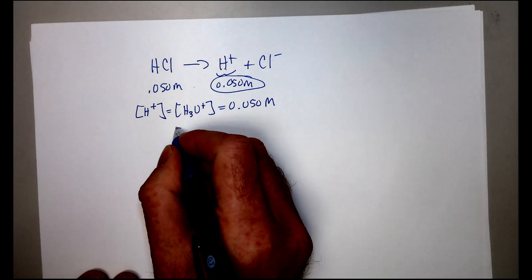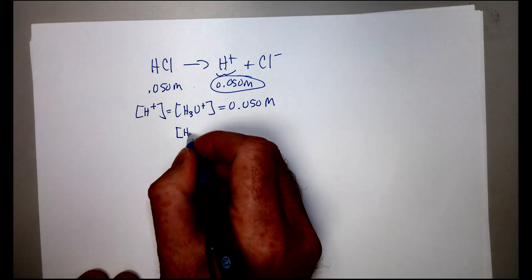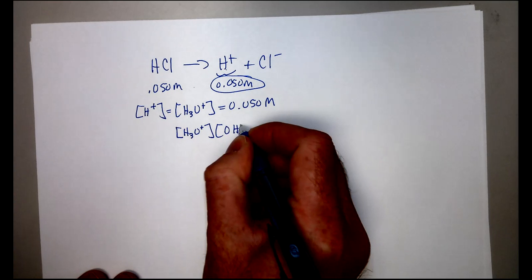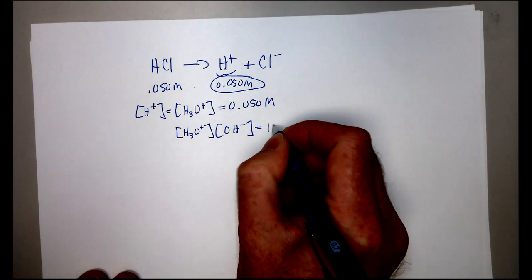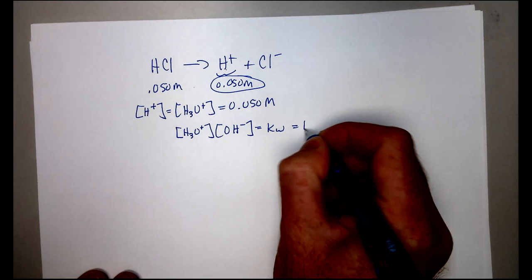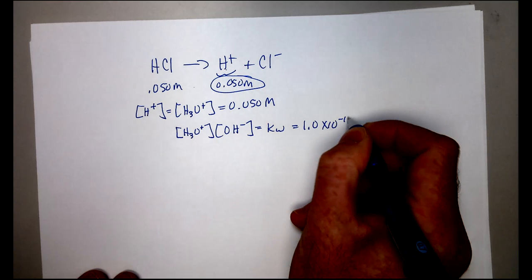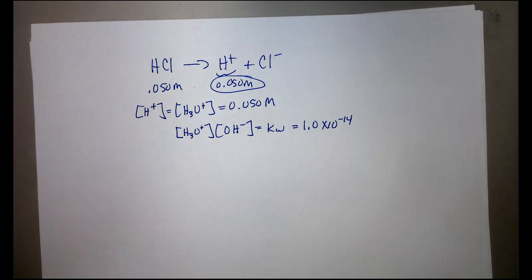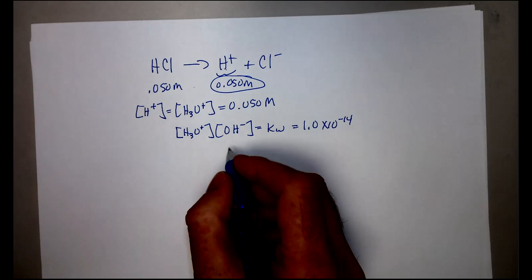Now what about hydroxide? We have to use hydronium times hydroxide equals our Kw, which we said was 1.0 times 10 to the negative 14th power. Where did that come from? Just what we were saying, the ionization of the water in aqueous solution, and we just talked about that constant. So now I need to solve for the hydroxide ion.